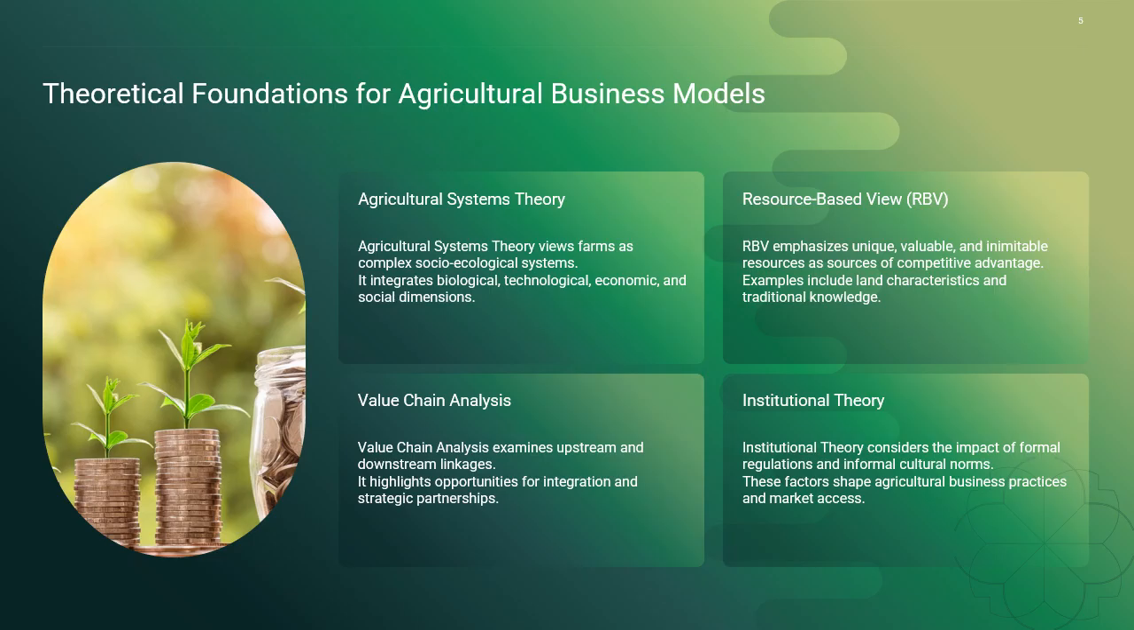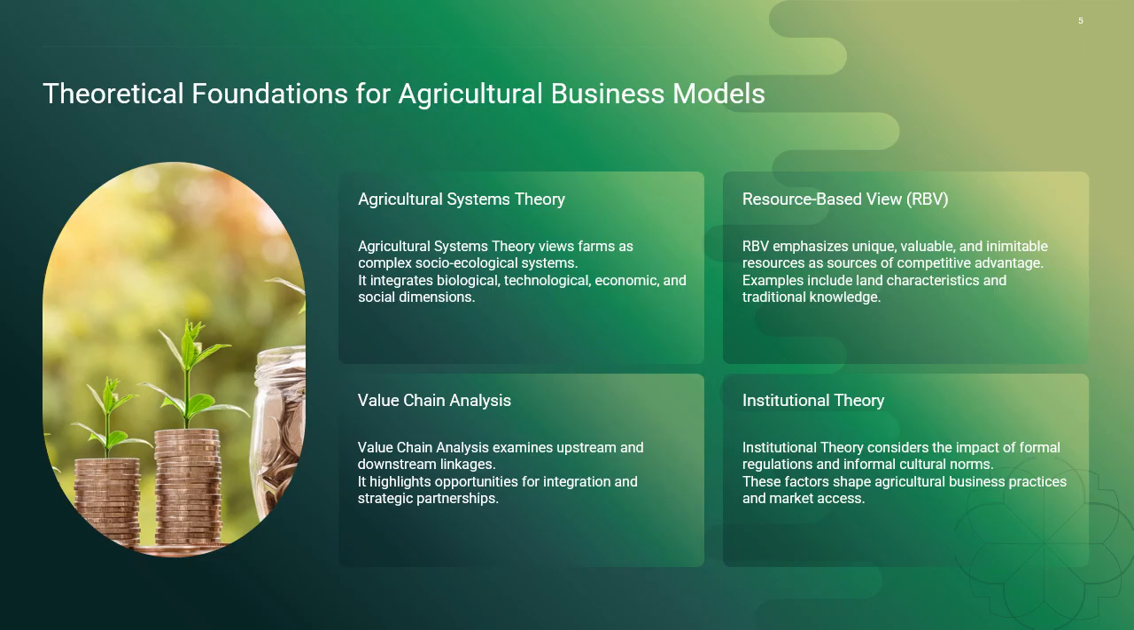This framework recognizes that agricultural enterprises don't operate in isolation, but rather integrate biological, technological, economic, and social dimensions simultaneously. For instance, a farm's production methods must work within ecological constraints while meeting market requirements and addressing community expectations. This interconnectedness requires business models that account for all these dimensions holistically.